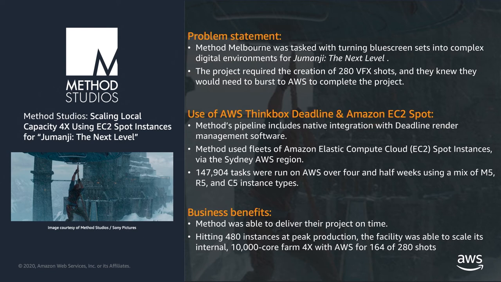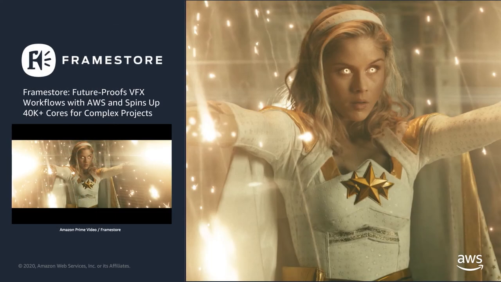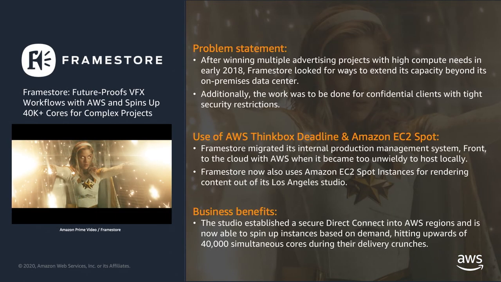Another example would be our friends at Framestore, who worked on The Boys, a recent project from Amazon Studios that was released on Prime Video recently, season two coming soon. Framestore did some really great work on that project, and had a similar experience, using EC2 Spot effectively to render out specifically for their Los Angeles studio. They connected using Direct Connect into AWS regions that made sense to them based on where their artists were and their ability to peak up quickly.